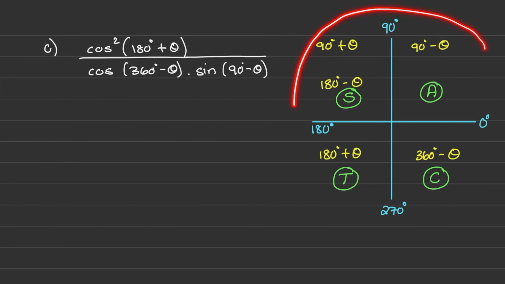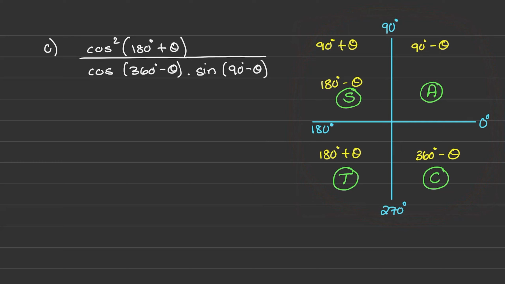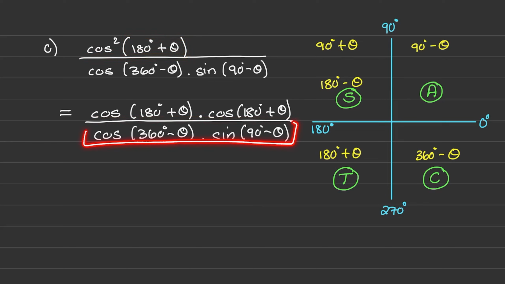And for our third example, we'll still use the same Cartesian plane to help us simplify this fraction. Notice in this example, we have cos square. Now what you can do is rewrite it as cos 180 plus theta multiplied with cos 180 plus theta. So the square means that we are multiplying cos 180 plus theta with itself. And for the denominator, there are no squares, so we can simply copy it over.